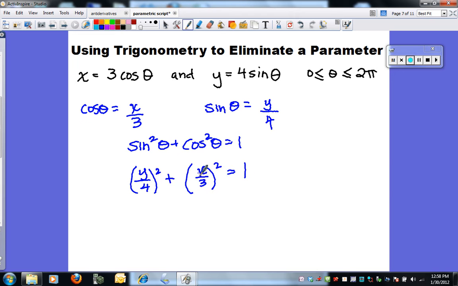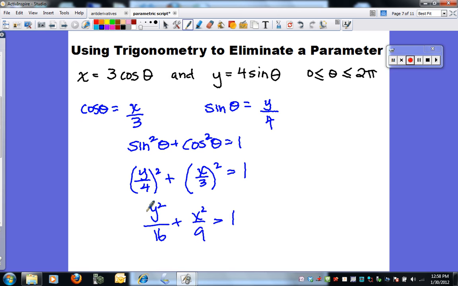Now you're like, why would I ever think of that? Well, these are techniques that you would learn to use over time. But you're turning something with a parameter of theta into something with just x's and y's. We're eliminating the parameter theta. So simplifying this, we get y squared over 16 plus x squared over 9 equals 1.